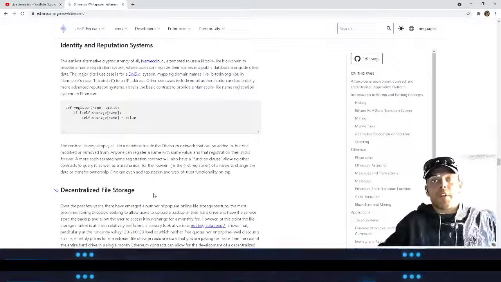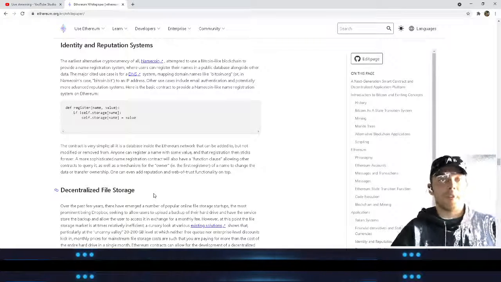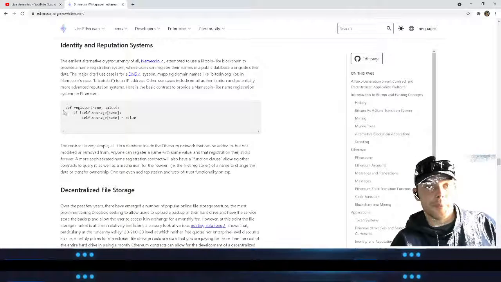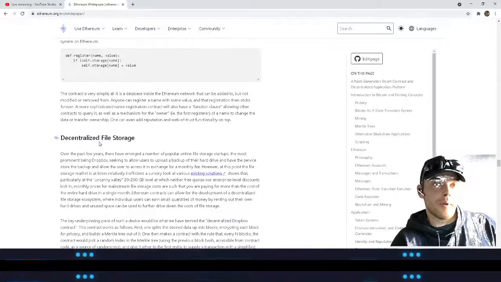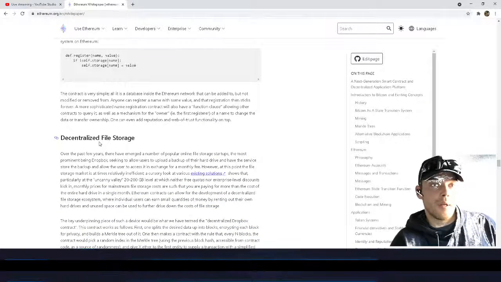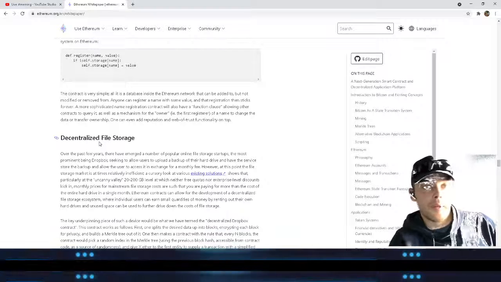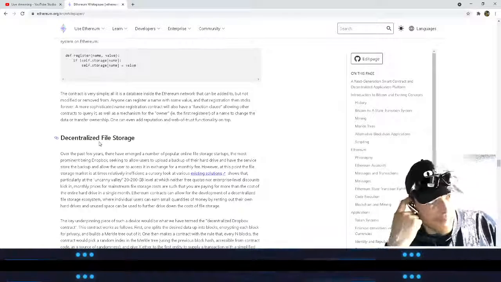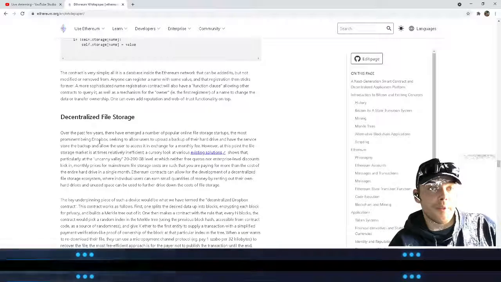Here is the basic contract to provide a Namecoin-like registration system on Ethereum. And here we see the code. The contract is very simple. All it is is a database inside the Ethereum network that can be added to, but not modified or removed. Anyone can register a name with some value, and that registration then sticks forever.